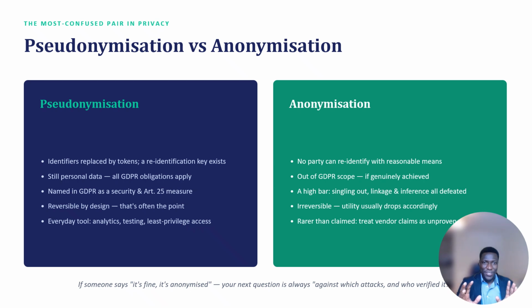Let's talk about pseudonymization and anonymization. This is the two most confused pair in the field. Now, with pseudonymization, data is still re-identifiable. What basically happens is that we swap identifiers with tokens, but the key still exists, so we can easily still get that personal data. So pseudonymized data is still personal data and full obligations apply.